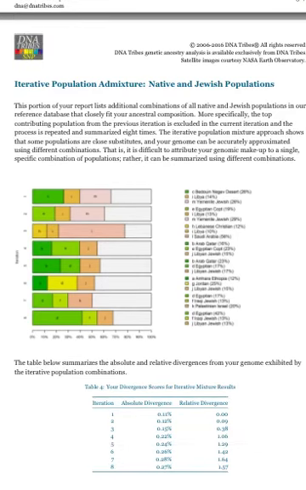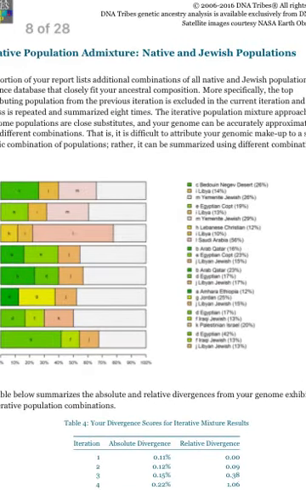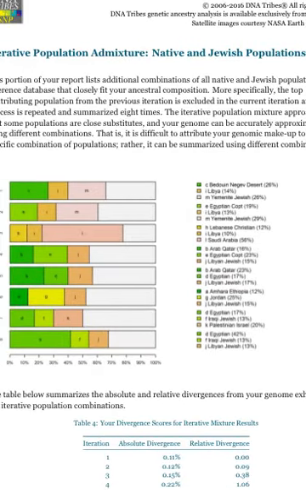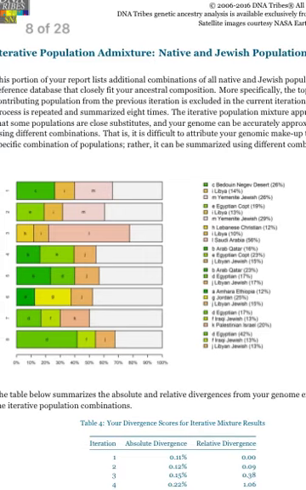This part is the part that I find most interesting: iterative population admixture, native and Jewish populations. It does a breakdown based on what's closest to my genome at the top. So Bedouin Negev Desert 26%, Libya 14%, Yemenite Jewish 26%. Then the second best admixture for me is 19% Egyptian Copt, 13% Libya, 29% Yemenite Jewish.